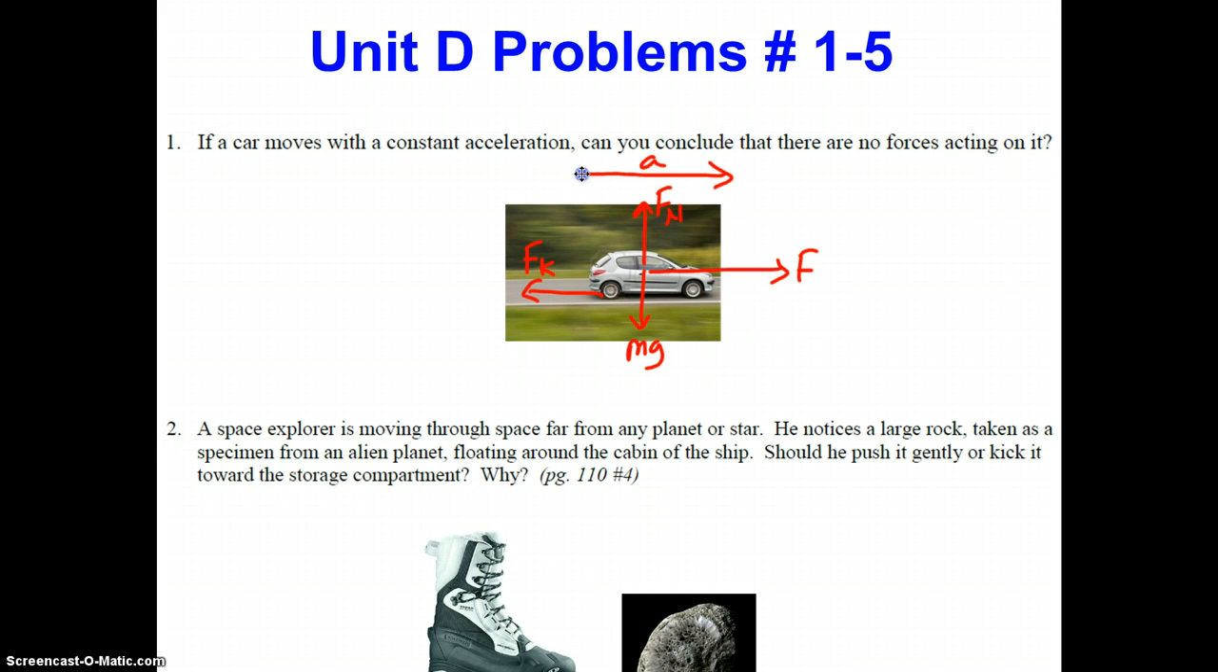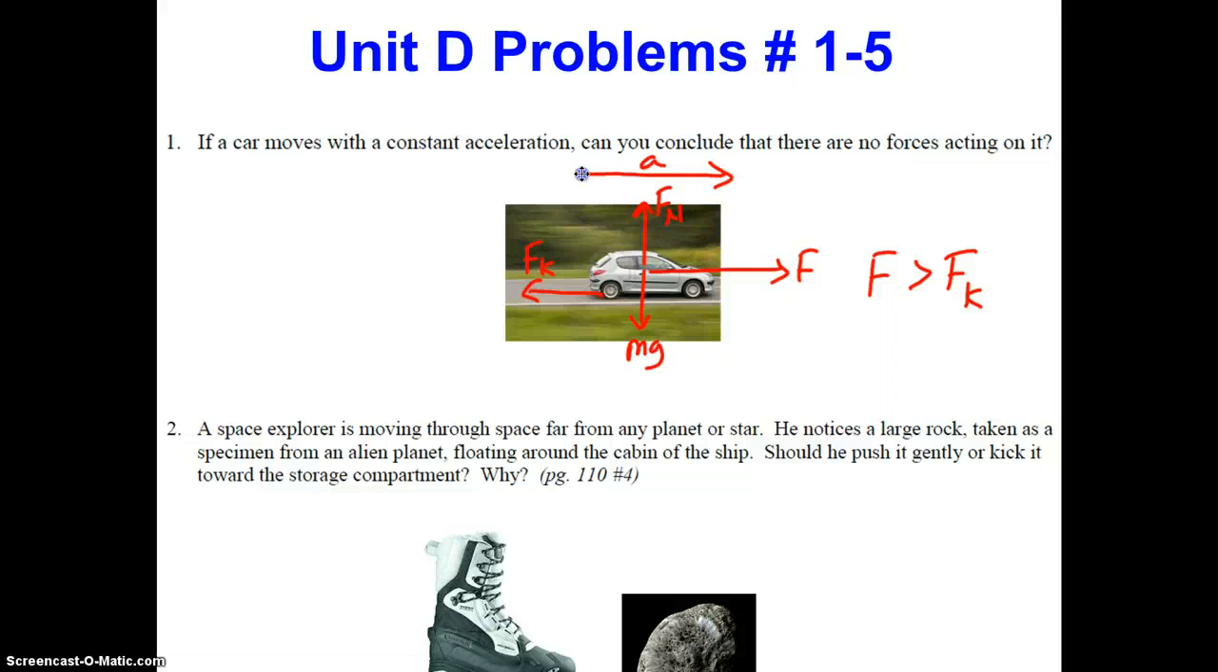What's important to note here is that in order for the car to be having a constant acceleration, the forward force F has to be greater than the kinetic friction backward in order for that to happen. So can you conclude that there are no forces acting on it? Obviously not.